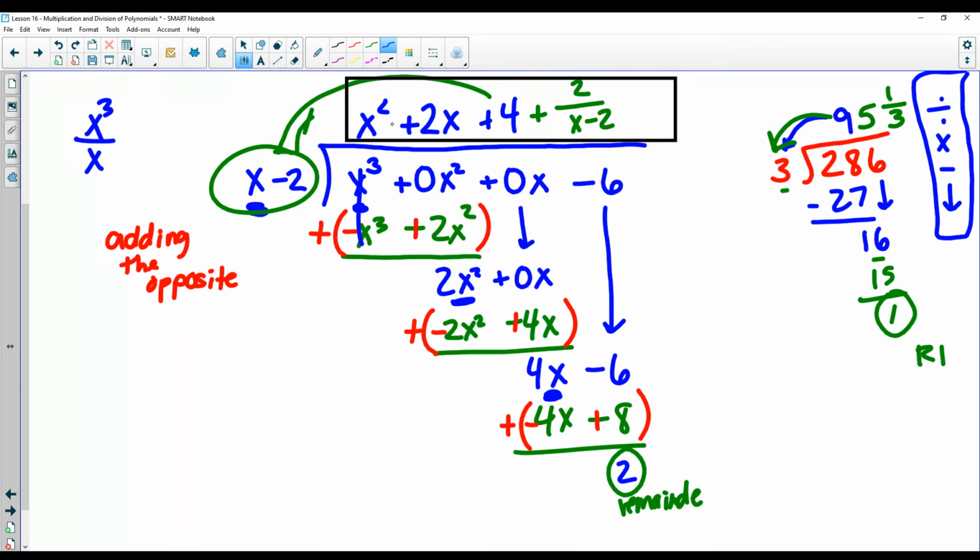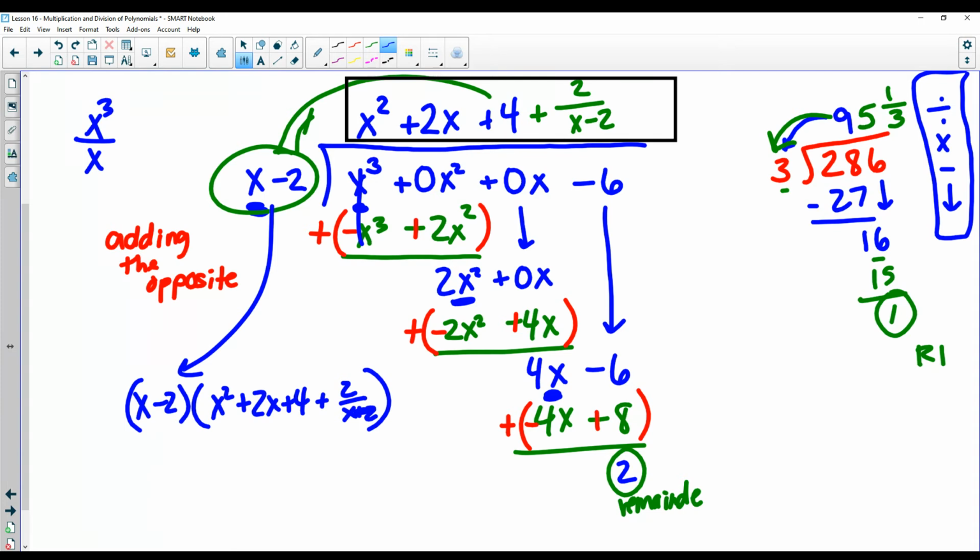Now, listen up. What your book is going to ask you to do is to check your answer by multiplication. You do not have to do that. Basically, they're saying, if you multiply this out, x minus 2, the divisor, times the quotient, which is this big old answer up here, with polynomial multiplication, you should get the dividend. You do not have to do that step.